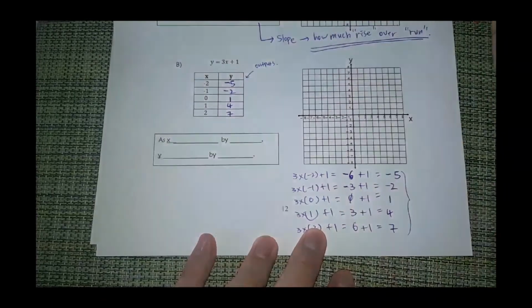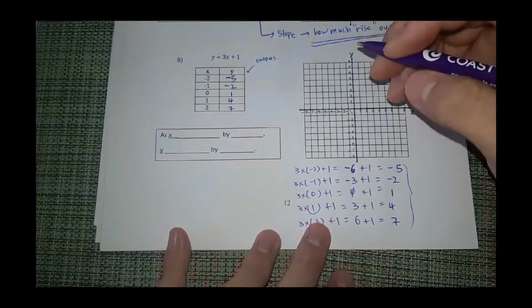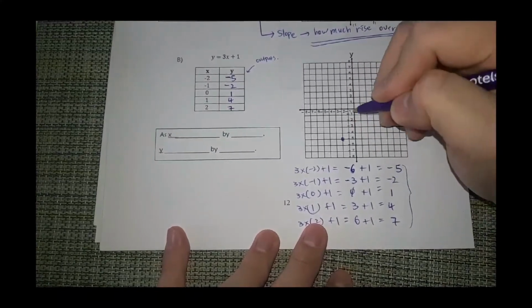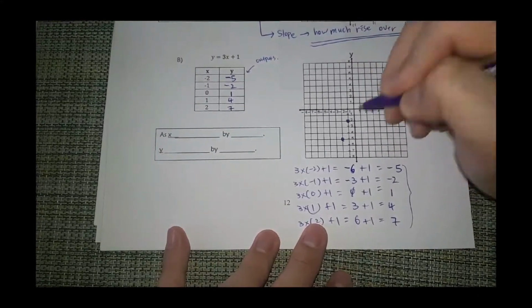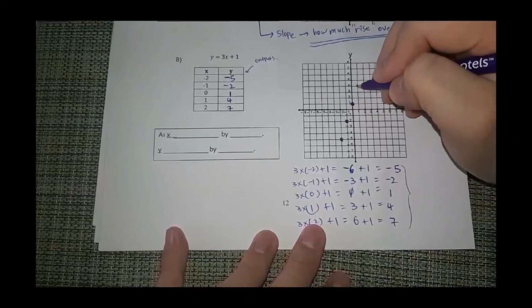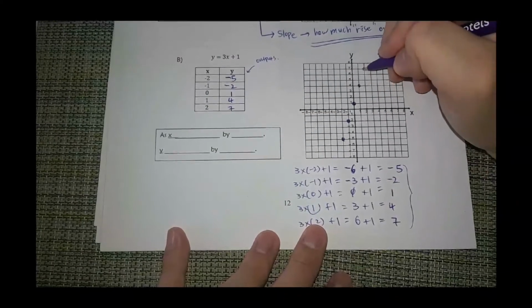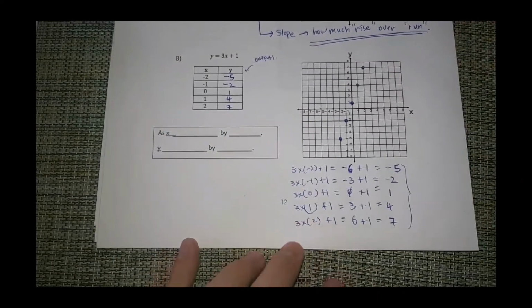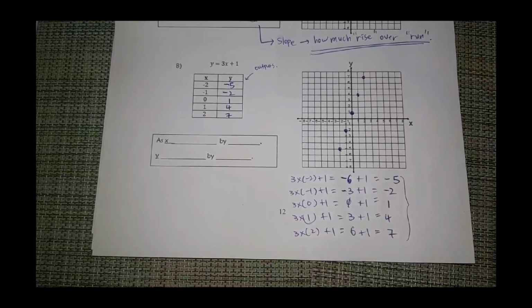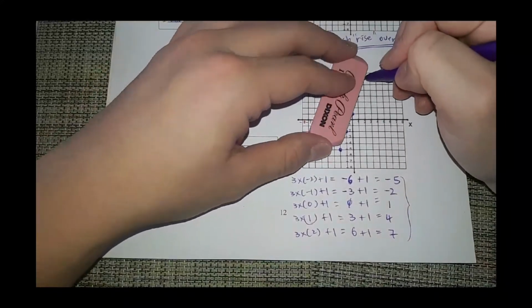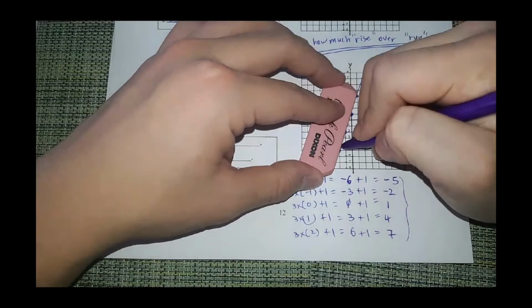1, 4, 7. And you're going to put these in here: negative 2 and negative 5, negative 1 and negative 2, 0 and 1, 1 and 4, 2 and 7. These are the pattern that you have. And then, using your ruler, I want you to create a line. I don't have a ruler at this moment, so I'm going to use anything that is a straight object.